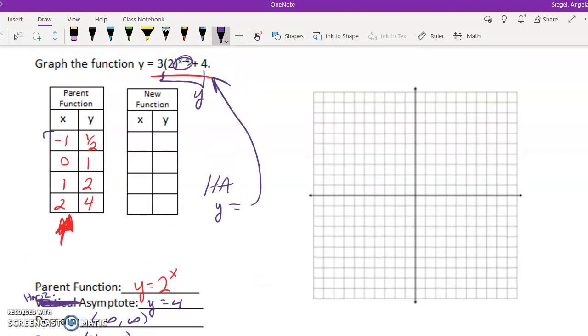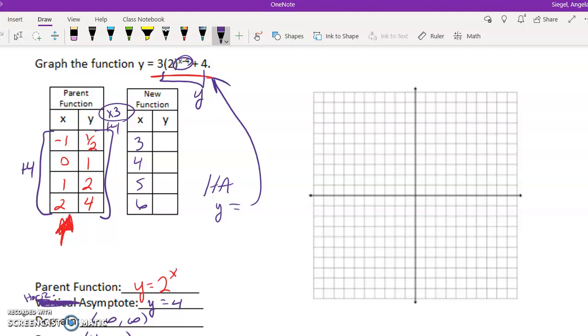Okay, so what we're going to do here is we're going to add 4 to our x's. And over here, we're going to do two things. We're going to multiply by 3, and we're also going to add 4. So over here, this is pretty clear. So it's going to be 3, 4, 5, 6.